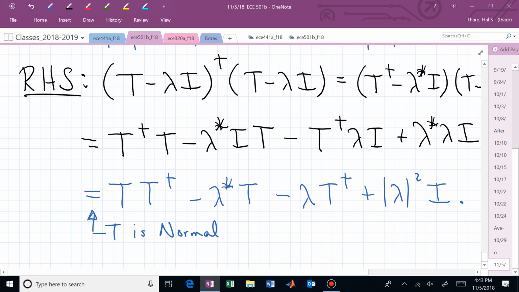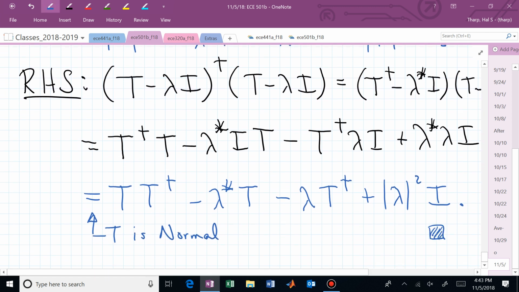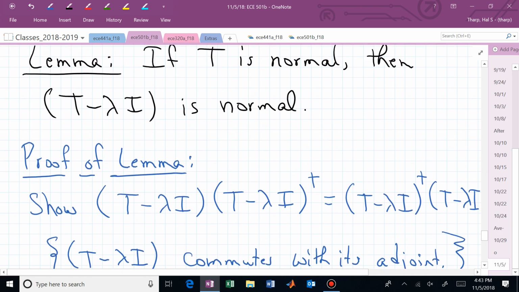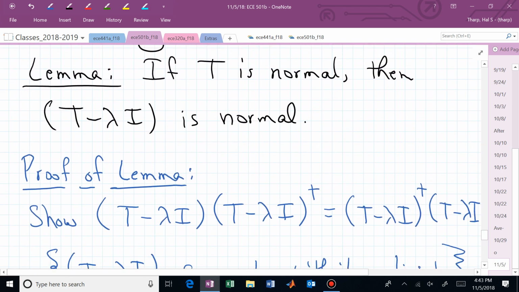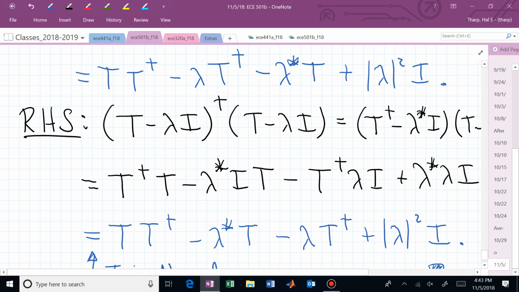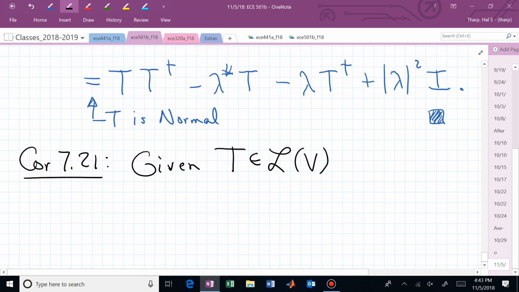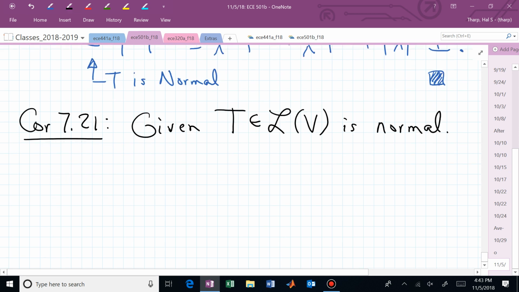So that's now the proof that if I start out with an operator that's normal, then I can conclude immediately that t minus lambda I is normal. And that's going to be helpful in this next corollary. So here's corollary 7.21. Corollary 7.21 says we're given a linear operator, t, that is normal. So that's what we're starting with.